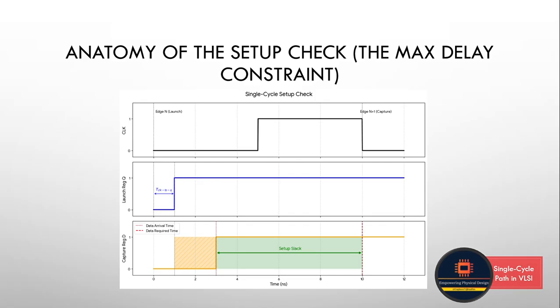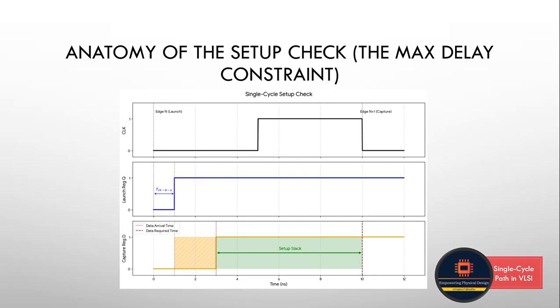To keep this chip safe, the data must be stable before a strict deadline. So our strict deadline is this required time. Now if you see this green gap, it is the difference between the actual arrival time and the deadline, that is the data required time. This is where we check the setup slack. As long as the data settles here, the setup check passes, so there is no violation. If it goes beyond this data required time, there is a violation.